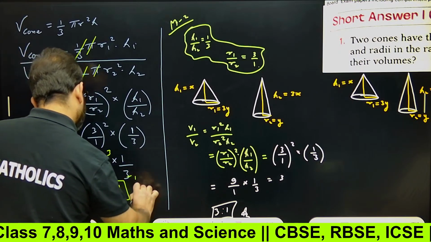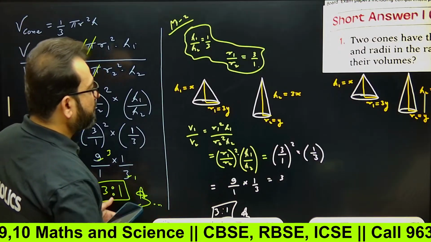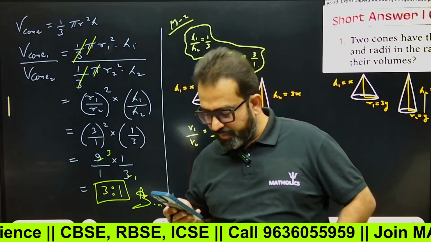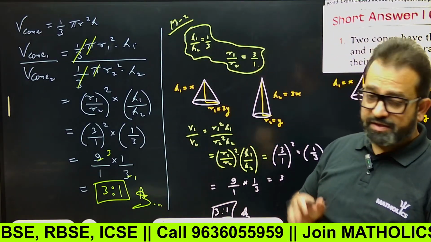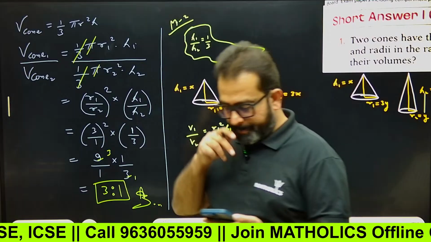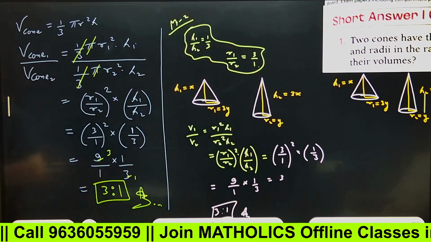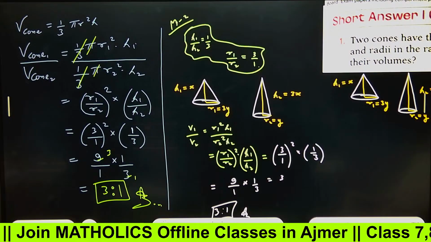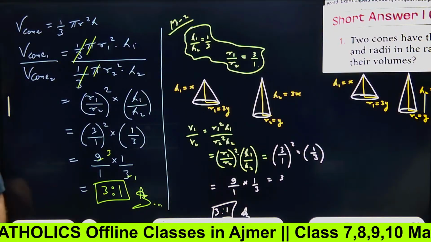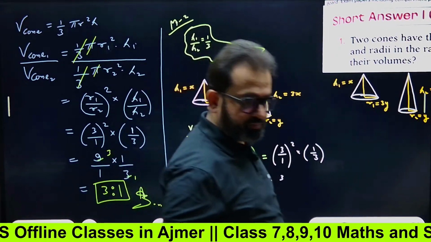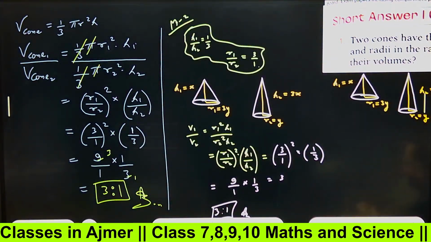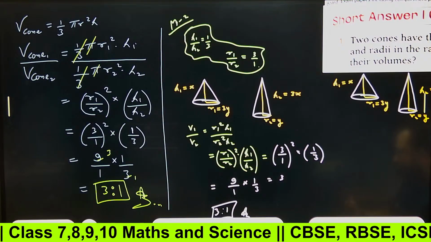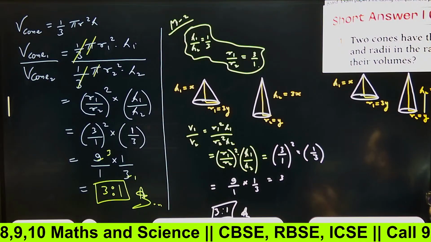Got the point or not? So this is the ratio of volumes. Find the ratio of their volumes. This is the ratio of their volumes. Must copy so that we may move forward. Copy it. Understood? Got the point? Yes or no?